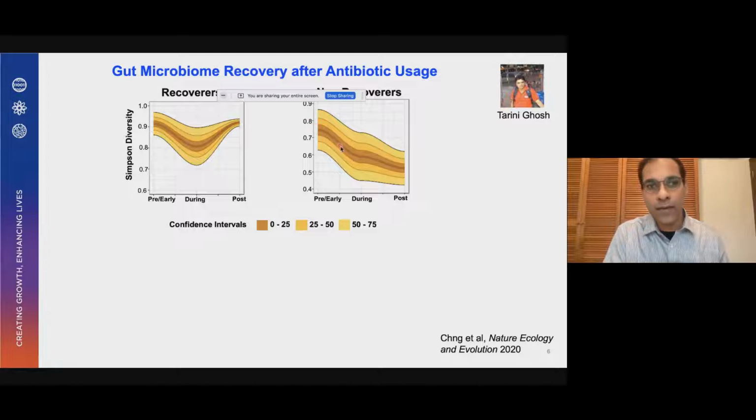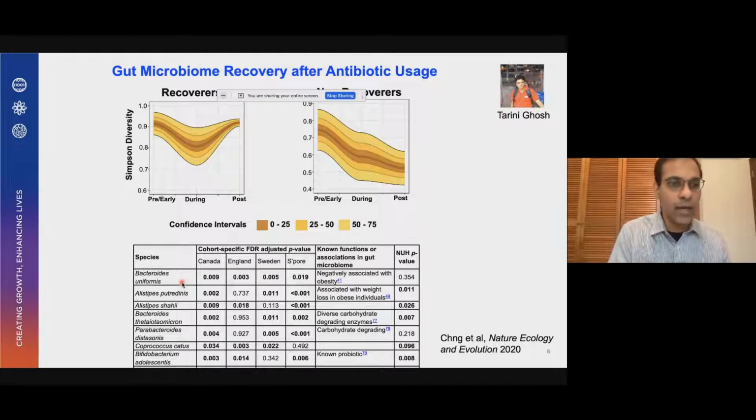The community diversity drops dramatically, and then it stays low for extended periods of time, up to a year in some individuals. So we wanted to understand what differentiates recoverers and non-recoverers. And of course, there could be many factors that differentiate the two, but we started looking at microbial factors, and we found that there are quite a few microbial factors that consistently show up across cohorts.